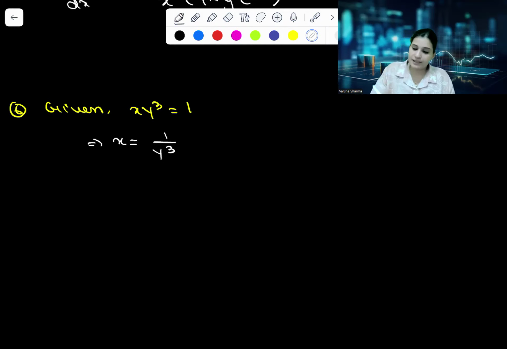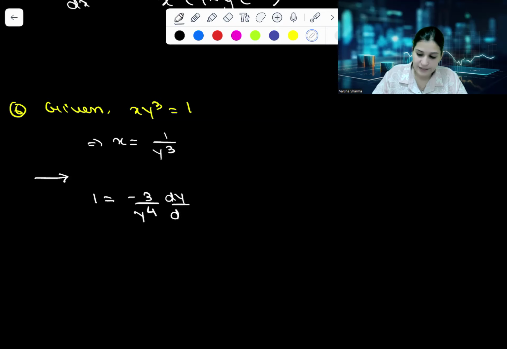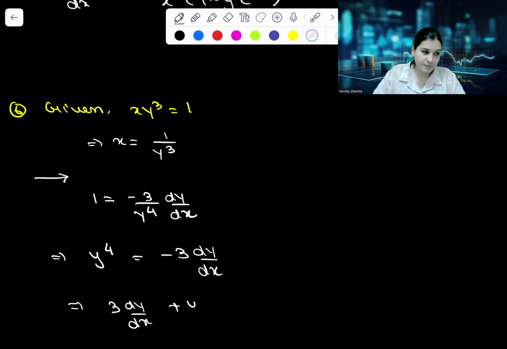Now differentiating it, x becomes 1. What about 1 by y cube? It will be minus 3 y to the power minus 4, that is minus 3 upon y power 4 dy by dx. Cross multiplication: y power 4 equals minus 3 dy by dx. So 3 dy by dx plus y power 4 equals 0.